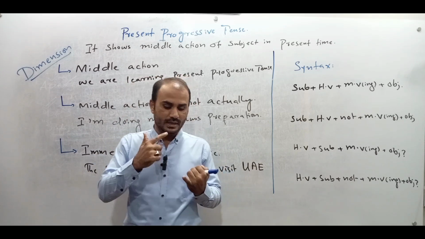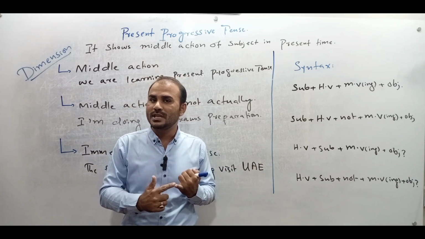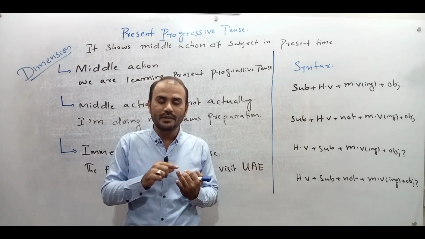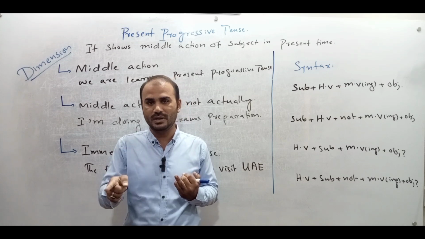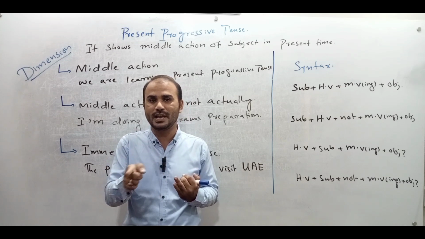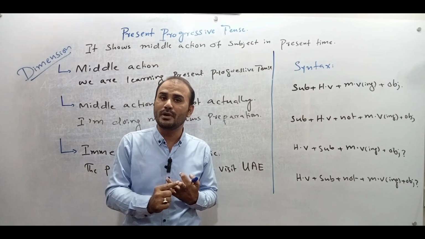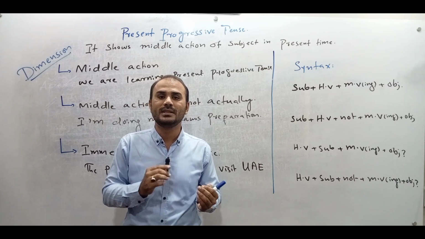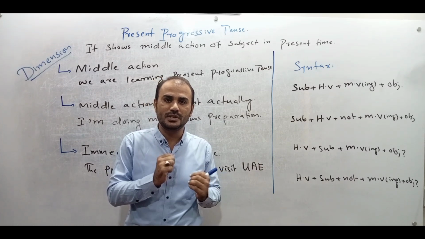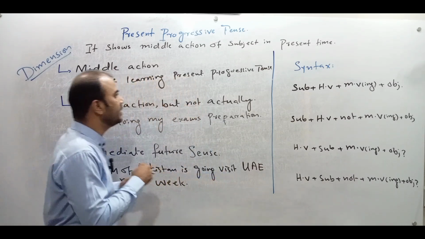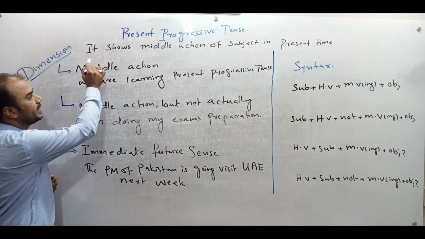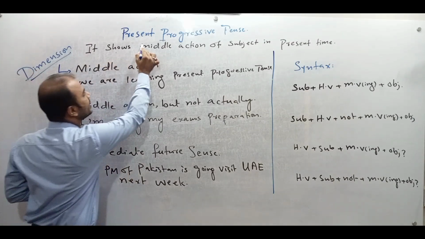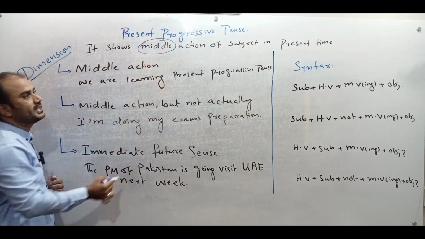Firstly, we have the middle action of the subject, that is actually. Second, we have a middle action but not actually in a real form, in a present time. And third, and the most important, is the immediate future use. First we have a definition to clear on that. It shows the middle action of the subject in a present time.